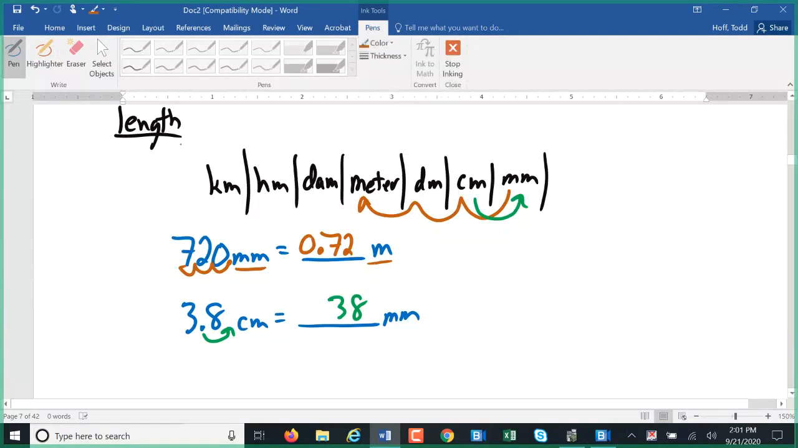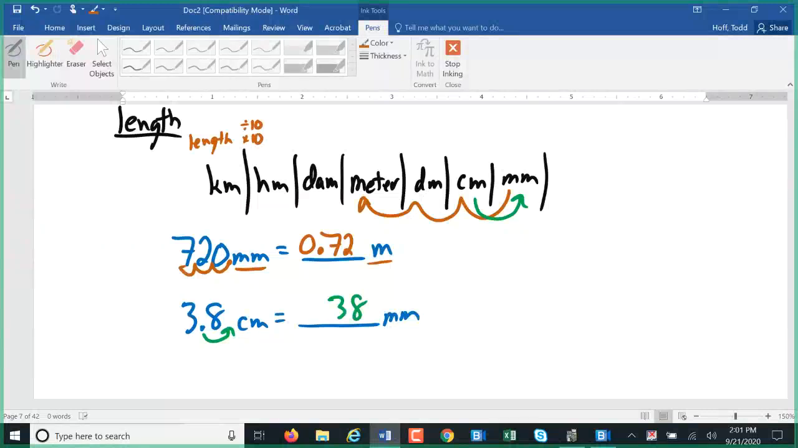talking about length, is either multiplying by 10 or dividing by 10 as we move through it. When you multiply by 10, it moves the decimal point 1 spot to the right. You divide by 10, it moves it 1 spot to the left. So we could just look at the movements on the chart and move our decimal point that number of spots.